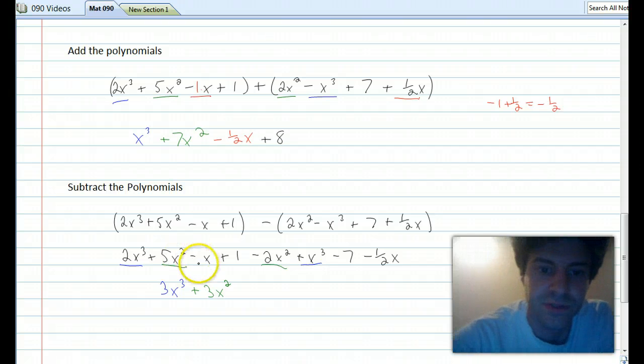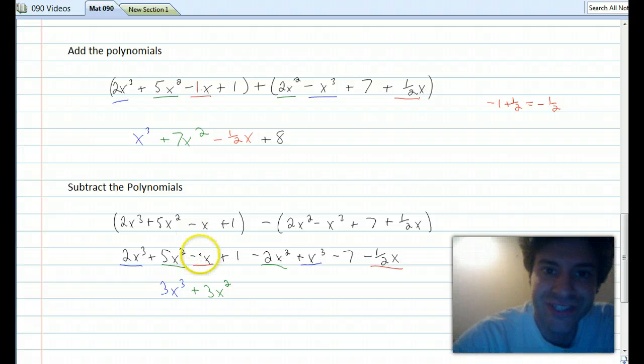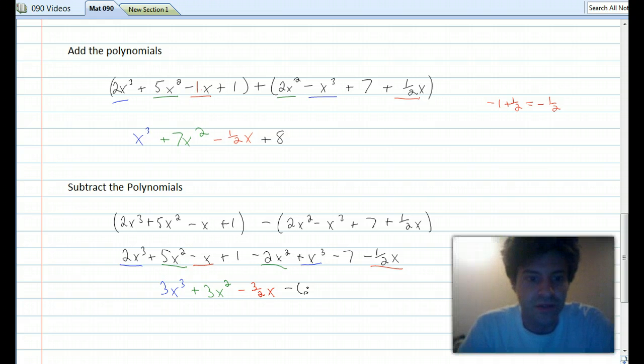Now let's look at the x terms. I see a minus x and a minus 1/2 x. Well, again, we consider this coefficient in front of the x to be a negative 1, and we end up having to do the subtraction, negative 1 minus 1/2. If you do that subtraction correctly, you'll get negative 3/2. So our x term turns out to be negative 3/2 x. And our 2 constant terms, as we call them, are 1 and negative 7. That's just going to be a negative 6. So that's a quick example of how to add and subtract polynomials.